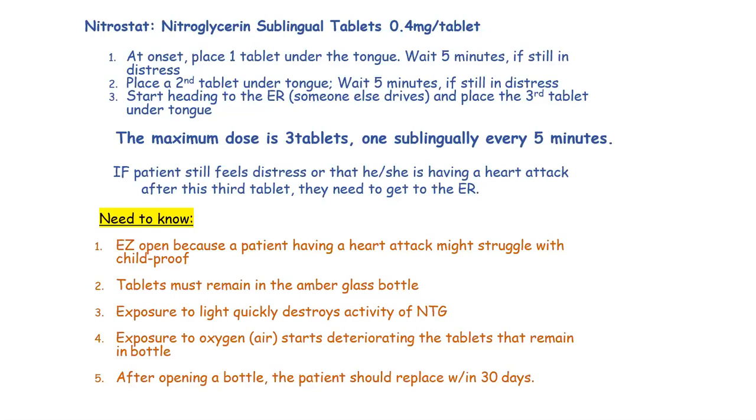The amber glass protects it from light, and the tin cap ensures a special seal to prevent oxygen or moisture from getting into the bottle. Once the bottle's open, these are tiny tablets, and for them to dissolve quickly under the tongue, they're very fragile. So when you open a bottle, even if you only use one tablet, the tablets that are inside, they're going to be breaking down over the next month. So once you open a bottle, it needs to be replaced in 30 days.